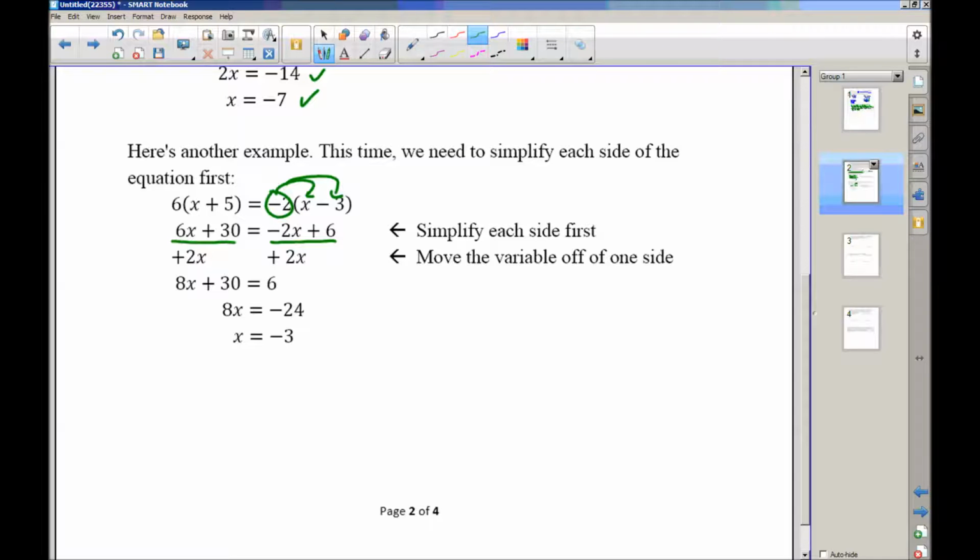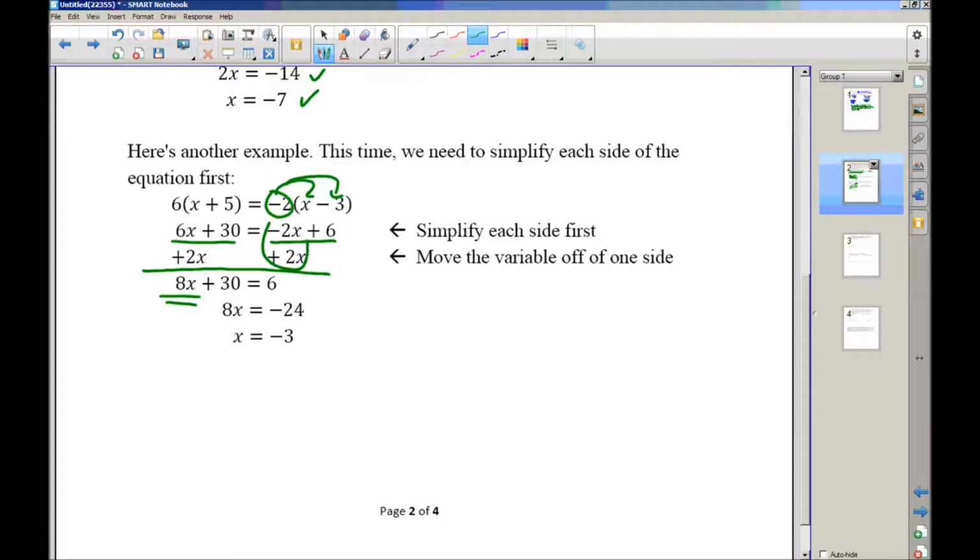Okay? And then I'm going to move all the x's to the same side. This time I chose to do it with adding, but you could subtract 6x from both sides still. Adding 2x I think is easier because it leaves me with a positive number of x's at the end. So 6x plus 2x makes 8x. I bring down the 30.